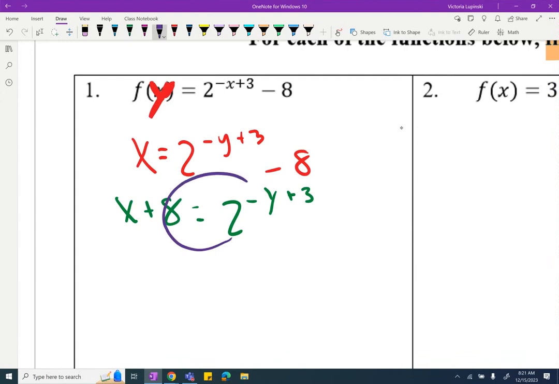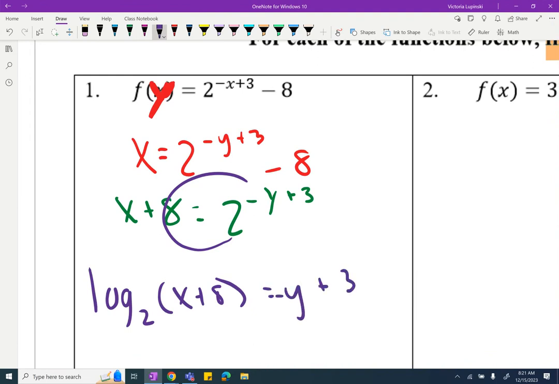A note about the loop. You have to start by writing the word log. The 2 is the base, and anything that you loop together has to be parenthesized. So because you looped the x plus 8 at the same time, you have to put it in parentheses. Equals negative y plus 3.